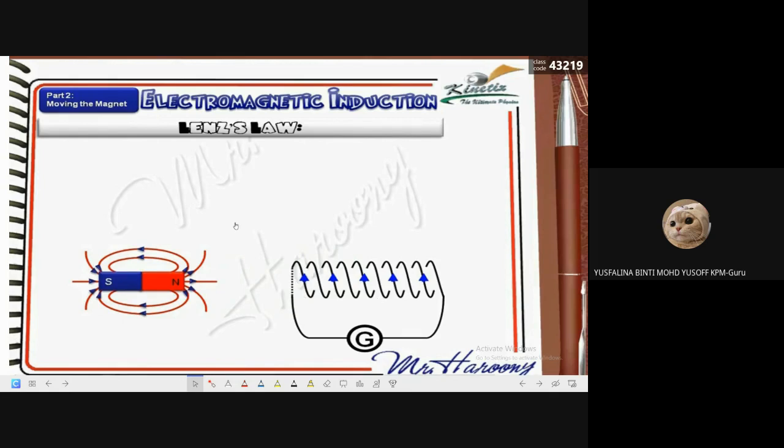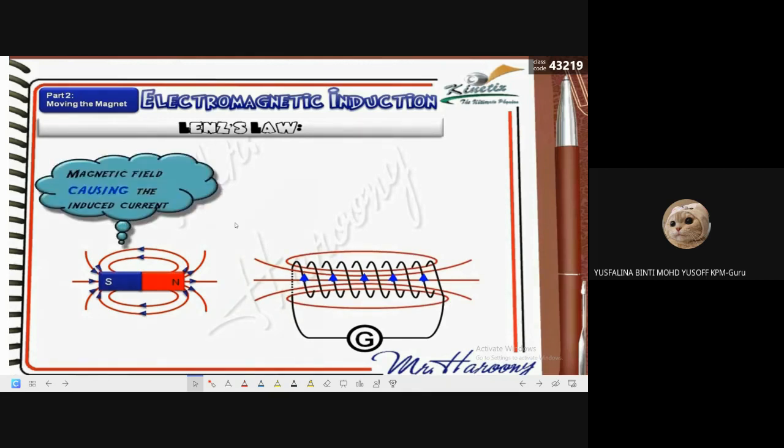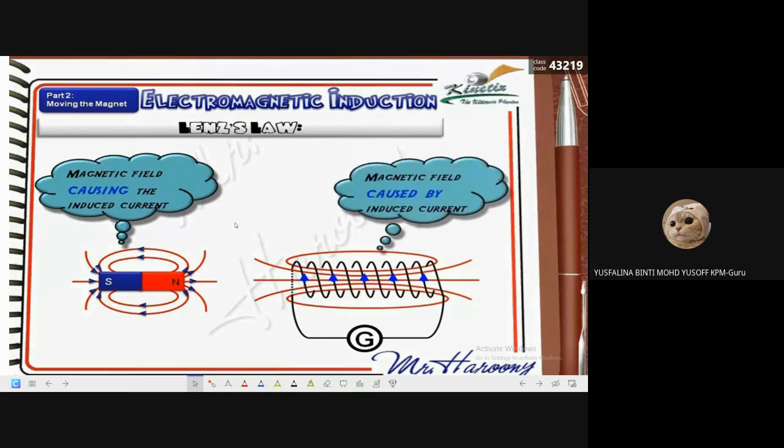So the produced current in turn will create its own magnetic field around the coil. It's clear now that we have two magnetic fields: the magnetic field of the magnet that causes the current, and the magnetic field around the coil that is caused by the current. Lenz's law tells us that the magnetic field caused by the induced current will oppose the effect of the magnetic field of the magnet that causes the current.